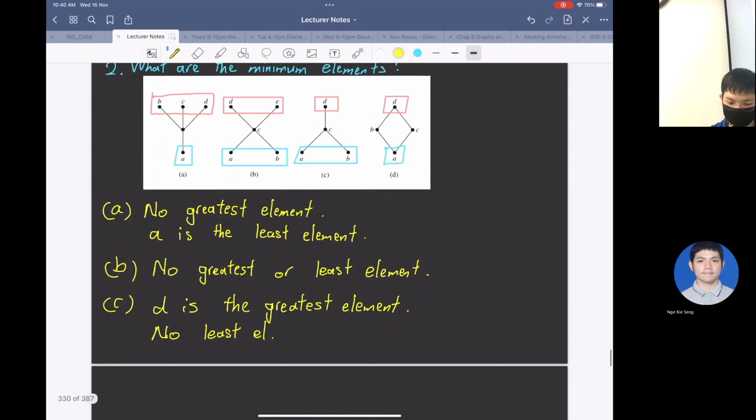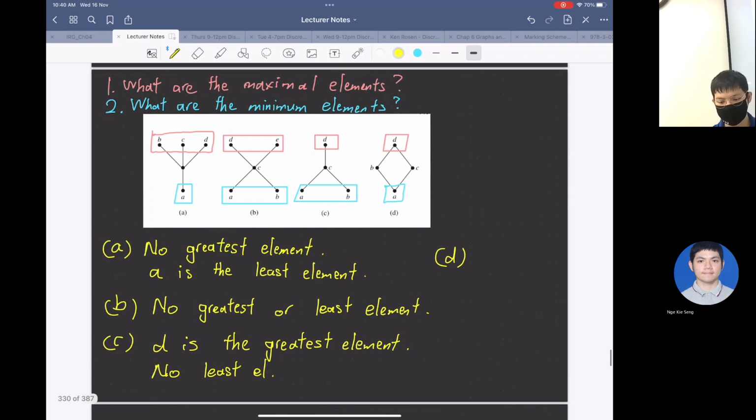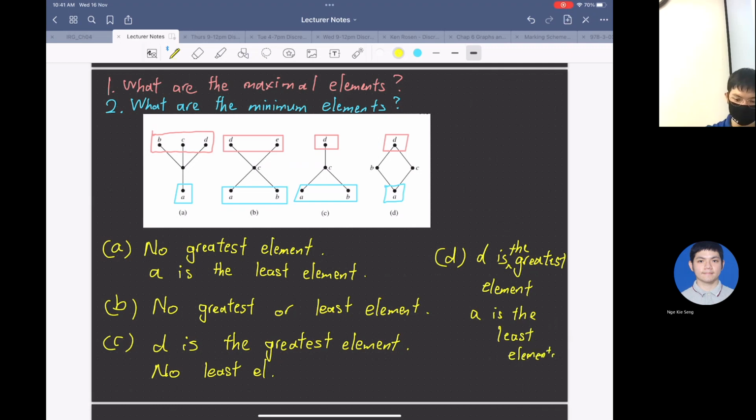How about D? D is the greatest element. And then A is the least element. Okay. So D is greatest because everything is less than D, and A is least because everything is greater than A.